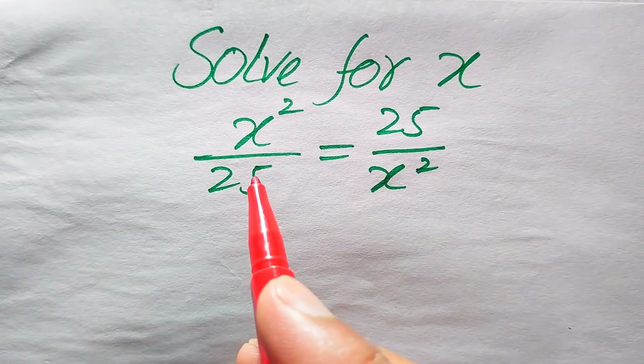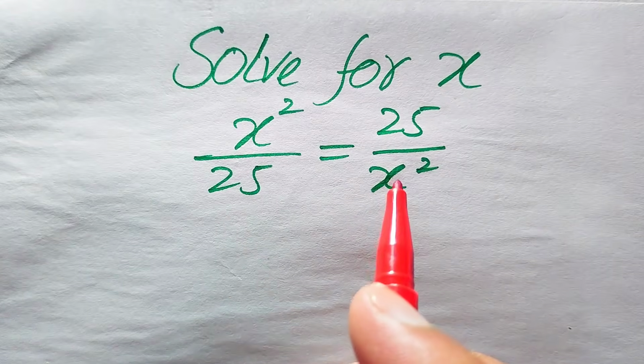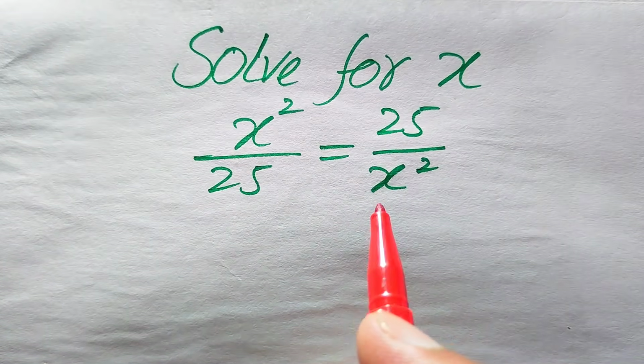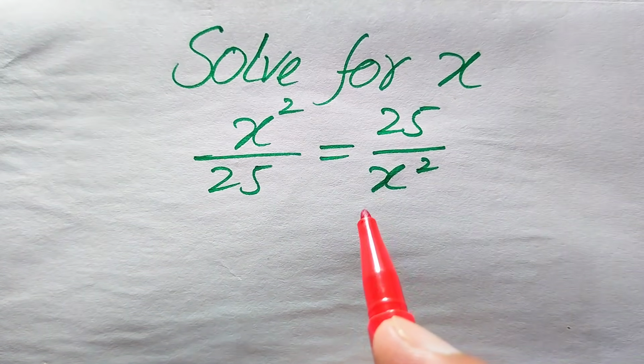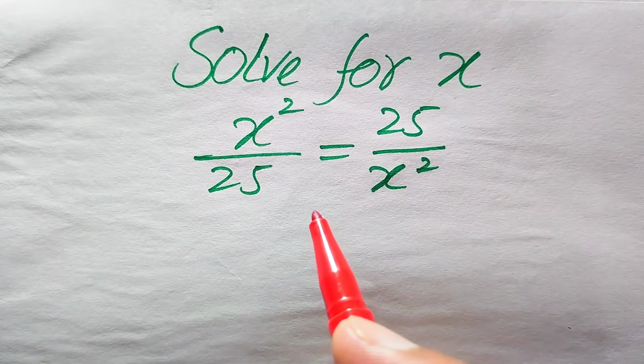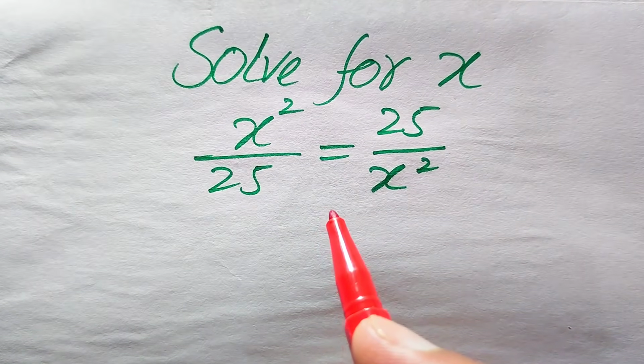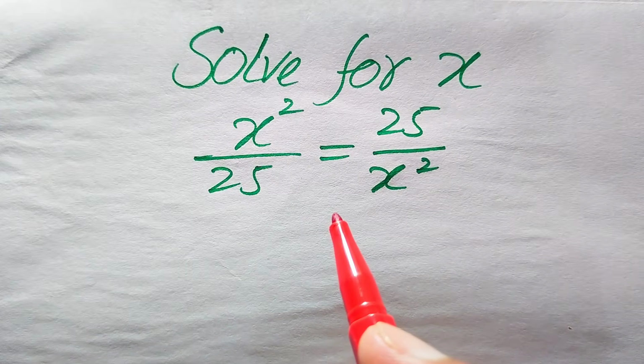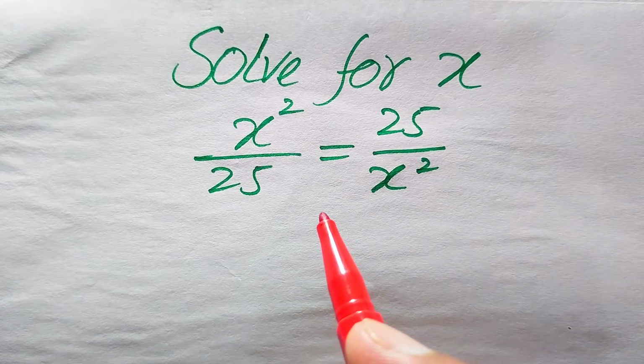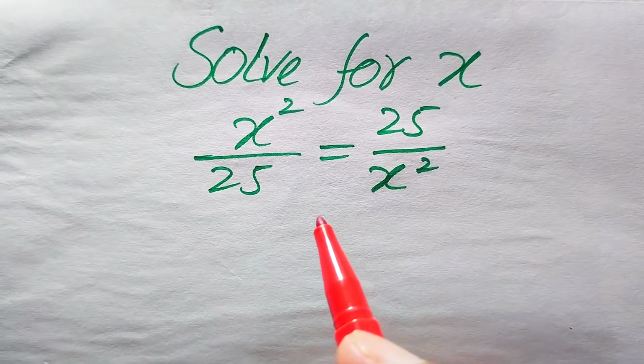So here we have x squared divided by 25 is equal to 25 divided by x squared, and we solve this problem for all the values of x. So first we need to find all the roots of this equation, and at the last we will verify which of the roots are solutions and which of the roots are extraneous roots.